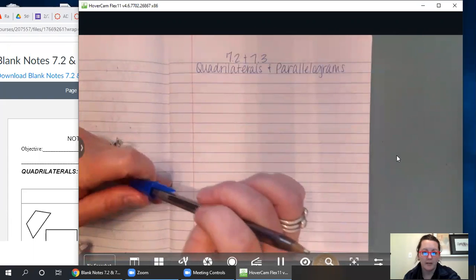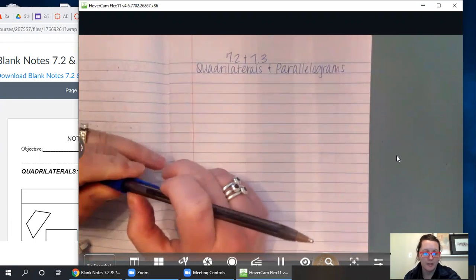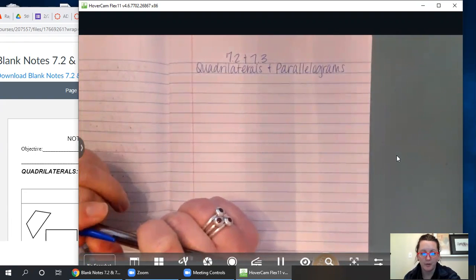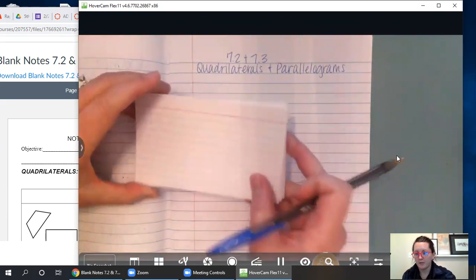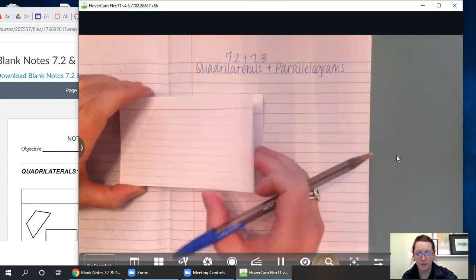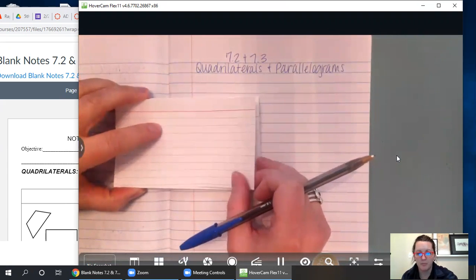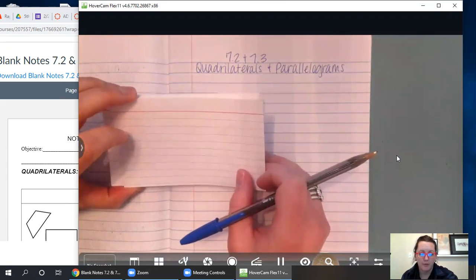Today we're going to be looking at 7.2 and 7.3, which is quadrilaterals and parallelograms. So I have my math journal here, and I also have some note cards, because what we're going to be doing during this chapter is we're going to be building a quadrilateral family tree.